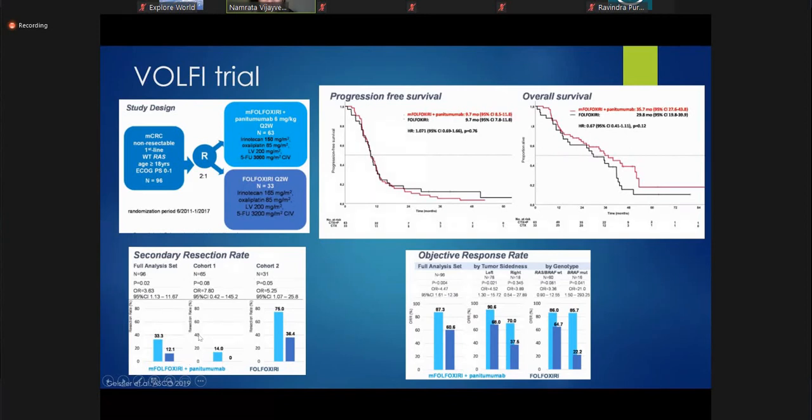Again, both of these were not significant, but what was significant out of the two was the secondary resection rate, as you can see here in the full analysis. FOLFOXIRI panitumumab had a resection rate of 33% versus 12%. So 33% of the patients ended up getting resection versus only 12% in the FOLFOXIRI alone group, which is also confirmed by the response rates, as you can see here, 87% with the 4-drug combination versus 60% with the 3-drug combination.